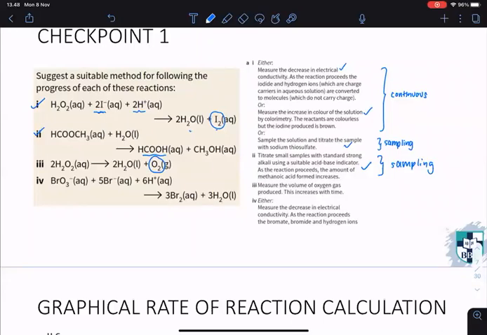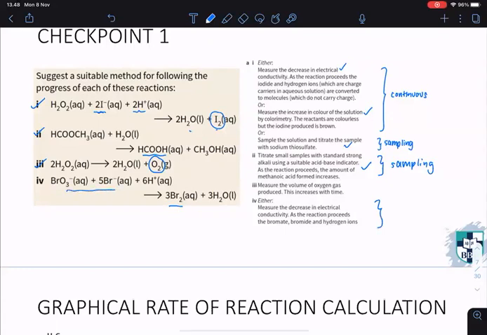Now, for 4, BrO3, you can see here there is going to be Br2, but aqueous. Do remember, bromine in aqueous form is going to be brown in color. So the moment you see Br2, you can identify there is going to be color given, and straight away you can use colorimetry. But here I think the answer is not complete. If you want to use colorimetry, also can.